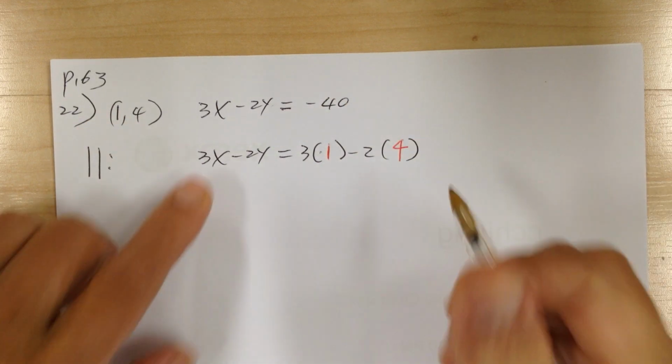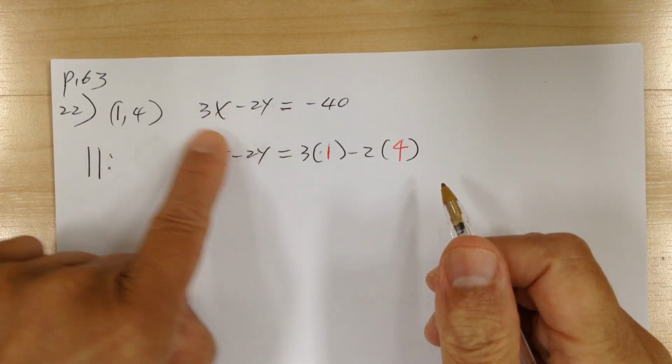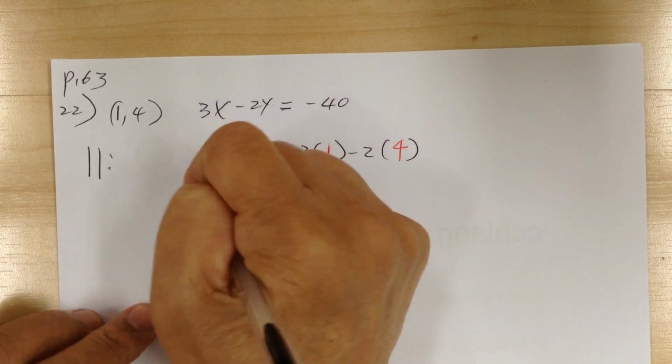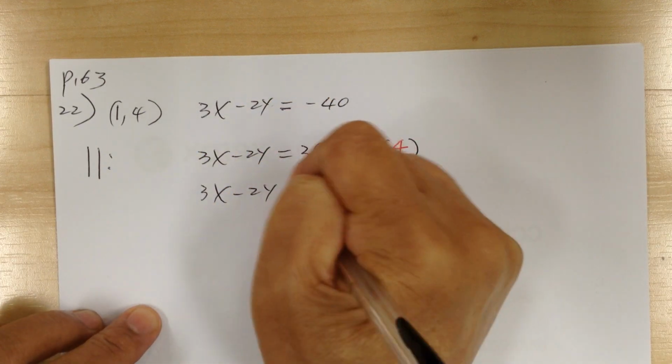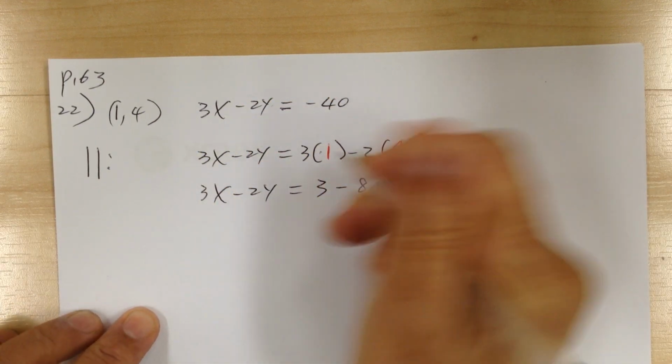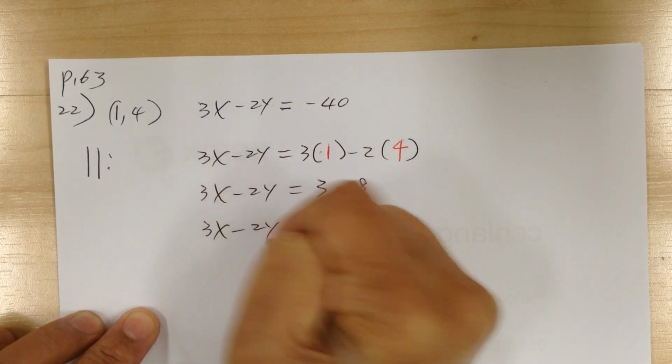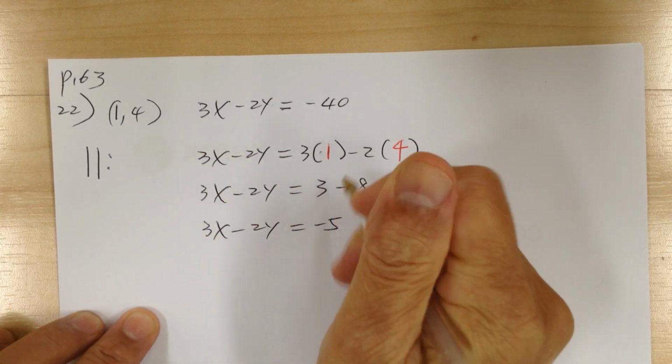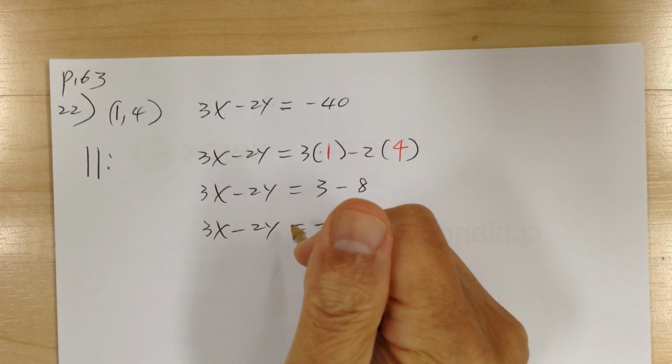Okay. So again, parallel line, we have the same slope. That means A and B are the same. So you got 3x minus 2y equal to 3 minus 8. So 3x minus 2y equal to negative 5. Okay, so this is your parallel line.